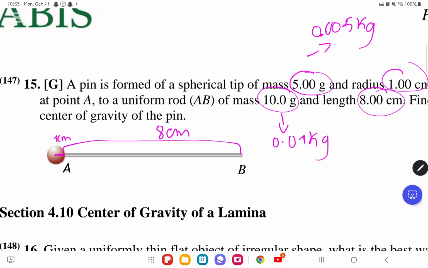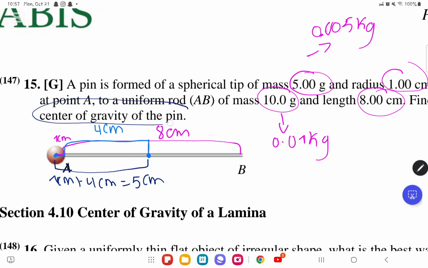So what we do is that we divide it into two objects. Already the sphere, they gave us the center of gravity, which is 1 centimeter away. It's in the middle. And here, since it's geometrical, we can say that the center of gravity is also in the middle, so 4 centimeters. So if we're gonna combine the center of gravity of the rod and the sphere, it's gonna be 1 centimeter plus 4 centimeters gives us 5 centimeters. So we are looking for what? For the center of gravity of the pen.